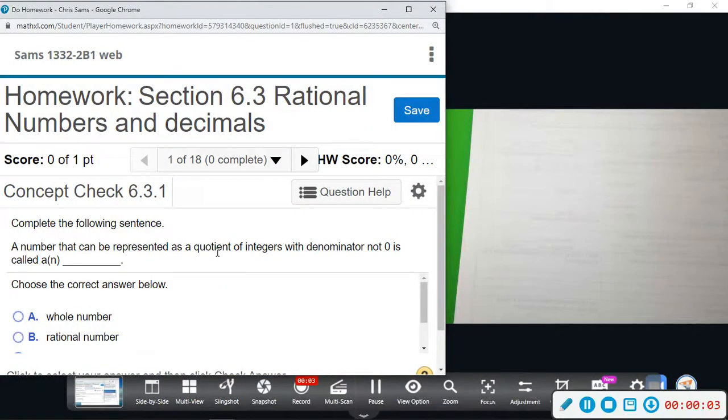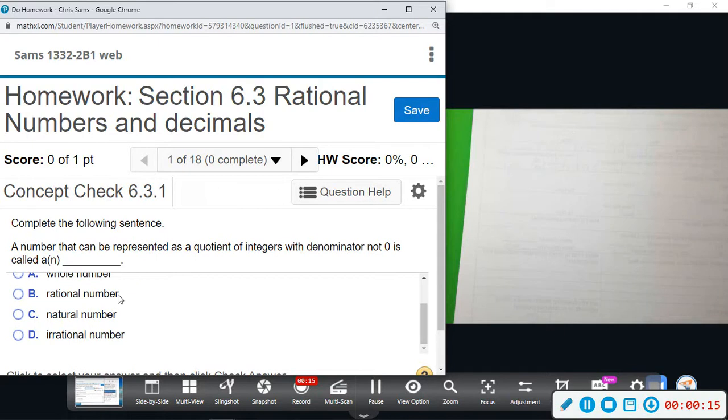Alright, 6.3, we're going to be going over rational numbers and decimals. Okay, so this first one says a number that can be represented as a quotient of integers with denominator not zero is a blank. So it kind of would lend itself that the section is called rational numbers.